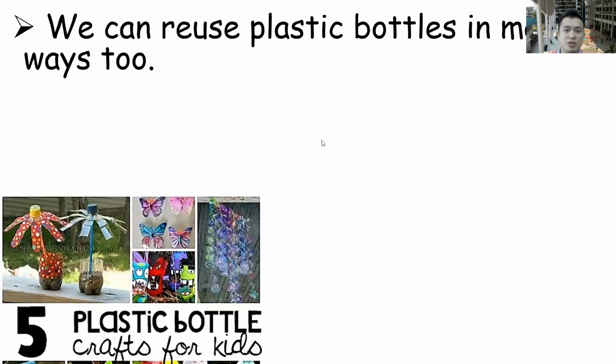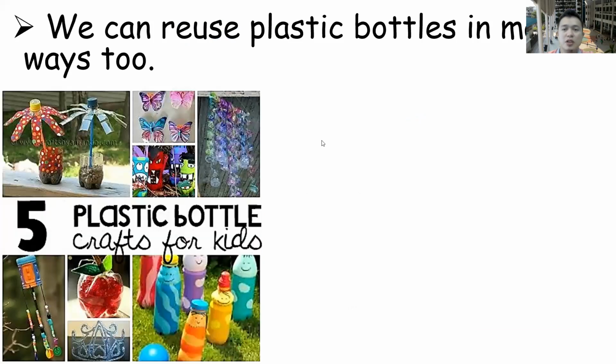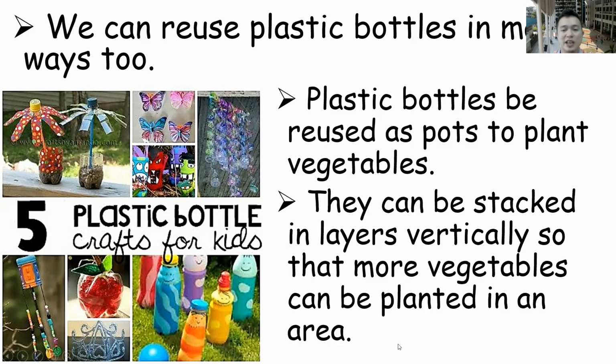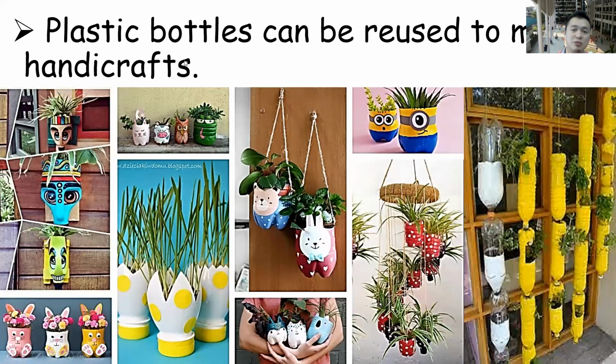So we can reuse plastic bottles in what? You can use bottles in many ways too. You can do like this. The crafts for kids, and also here, actually you can watch in YouTube. Plastic bottles can be reused as pots and plants for vegetables. So they can be stacked in layers vertically so that more vegetables can be planted in an area. So you can do this, plastic bottles can be reused to make handicrafts like this.